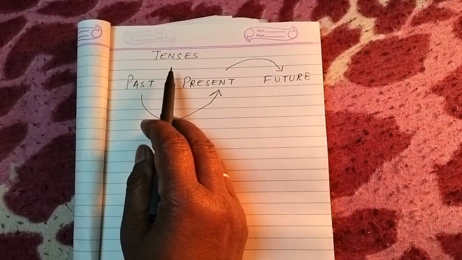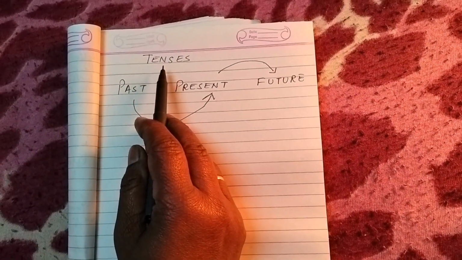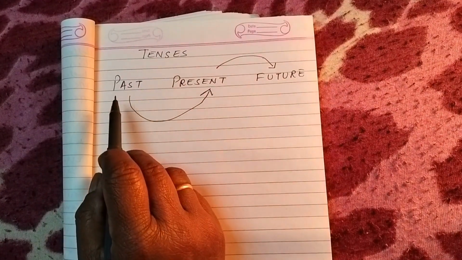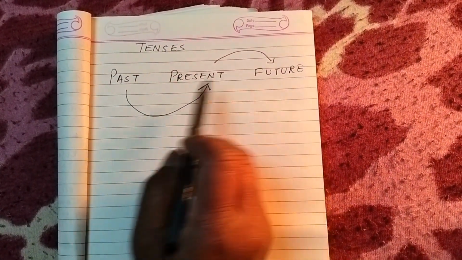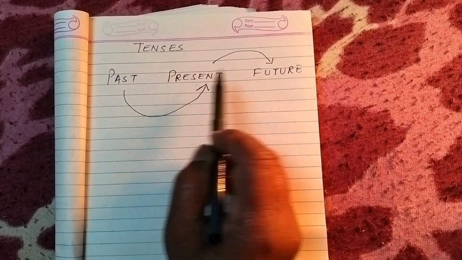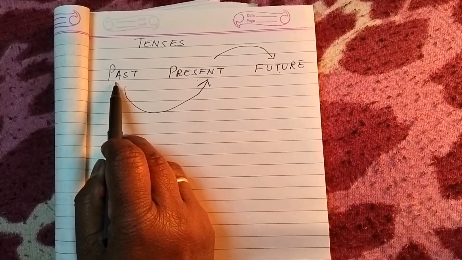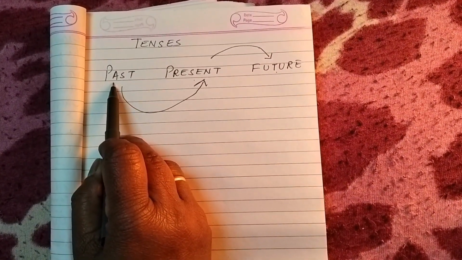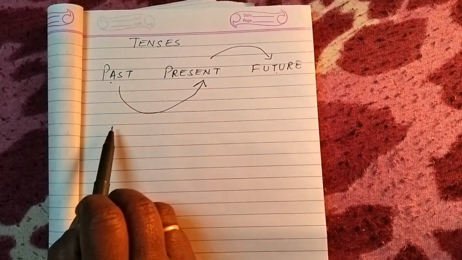You are in Study Studio, a convenient way to learn English. Today we're going to start studying tenses. There are three types of tenses: past, present, and future. Past means जो बीत चुका है, work done in the past.